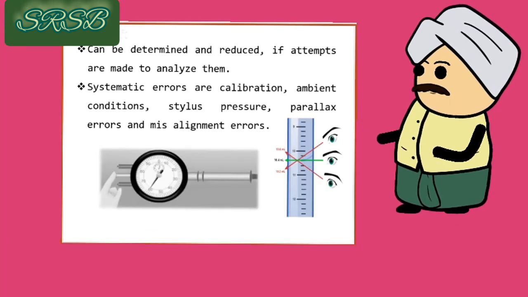Systematic error can be determined and reduced if attempts are made to analyze them. Systematic errors include calibration, ambient conditions, stylus pressure, parallax error, and misalignment error. These are the possible errors that occur during the process.